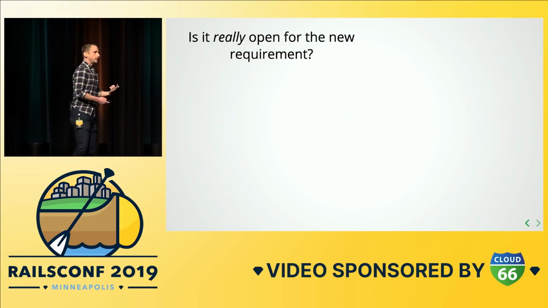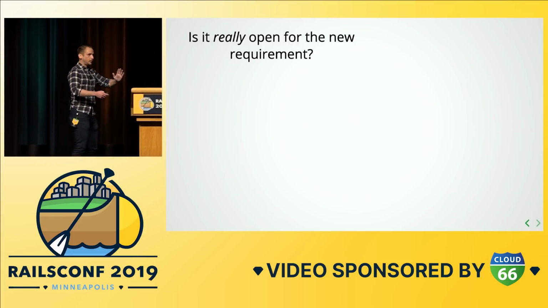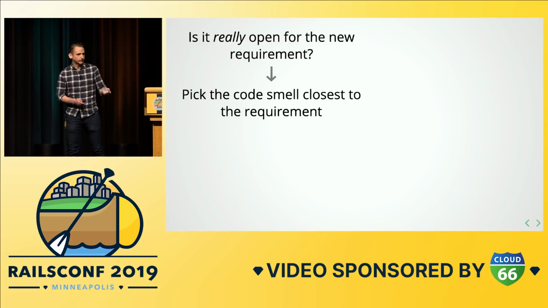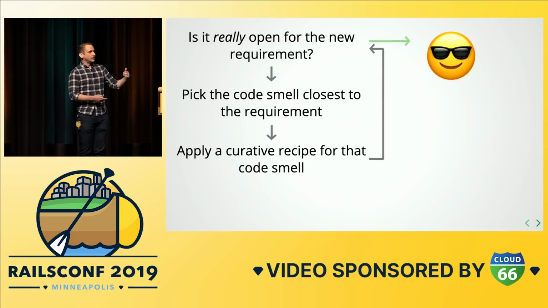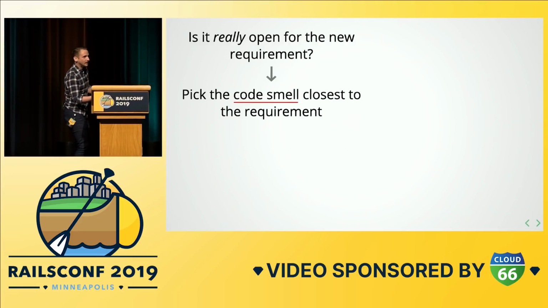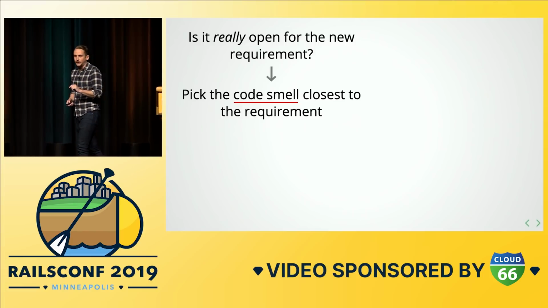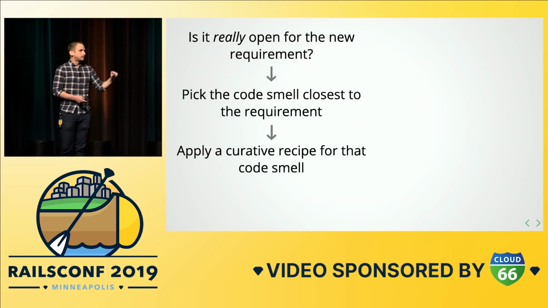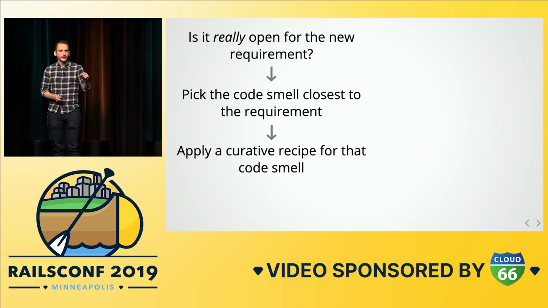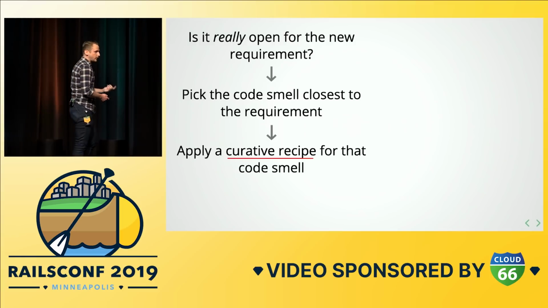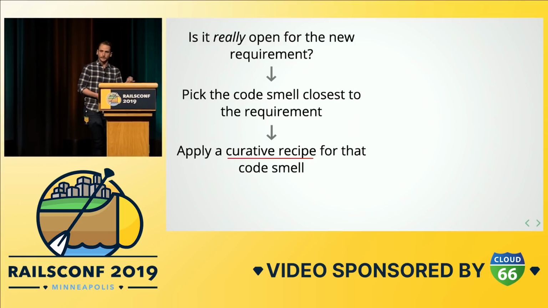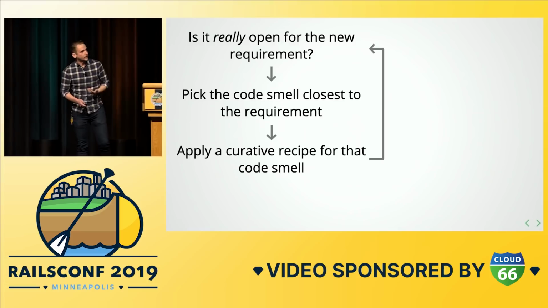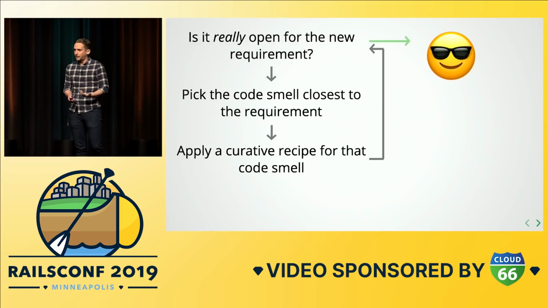Right? In that case, the refactoring books say what you do is you pick the code smell closest to your new requirement. And this doesn't mean some vague, sorry. Right, a code smell is a very specific thing. It's not just something you don't like about your code. We'll talk about one in a second. But once you find the code smell, you apply a curative recipe for that code smell. One of the key things about code smells is that each one comes with a handful of curative recipes, some process that you can apply to fix it. So you do this over and over again. Eventually, your code is open. You make the change, and you're happy. Right?